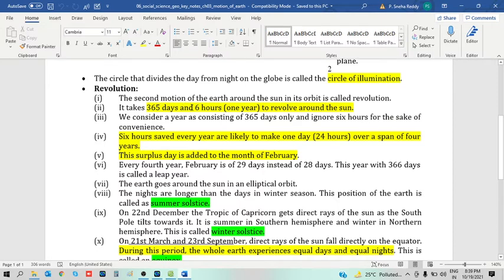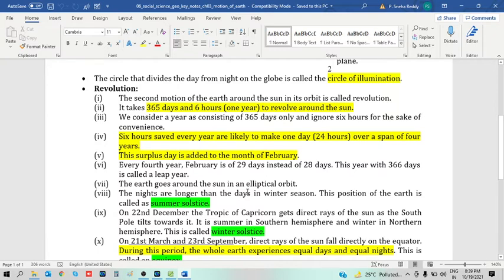It takes 365 days and 6 hours, one year, to revolve around the sun. So we consider a year as consisting of 365 days only and ignore the 6 hours for the sake of convenience. The 6 hours saved every year make one day or 24 hours over a span of 4 years. This surplus day is added to the month of February. Every fourth year, February has 29 days instead of 28 days. This year with 366 days is called a leap year.